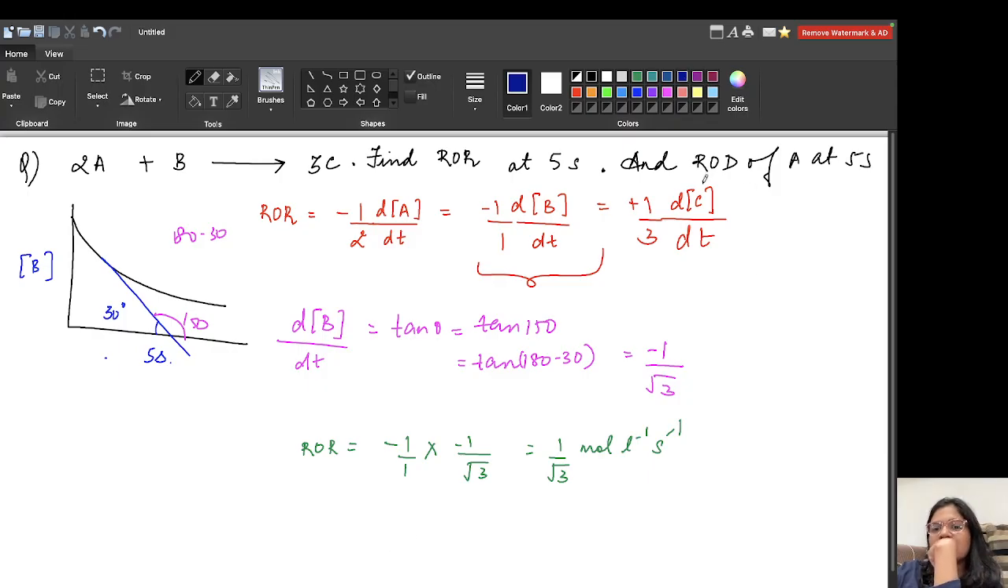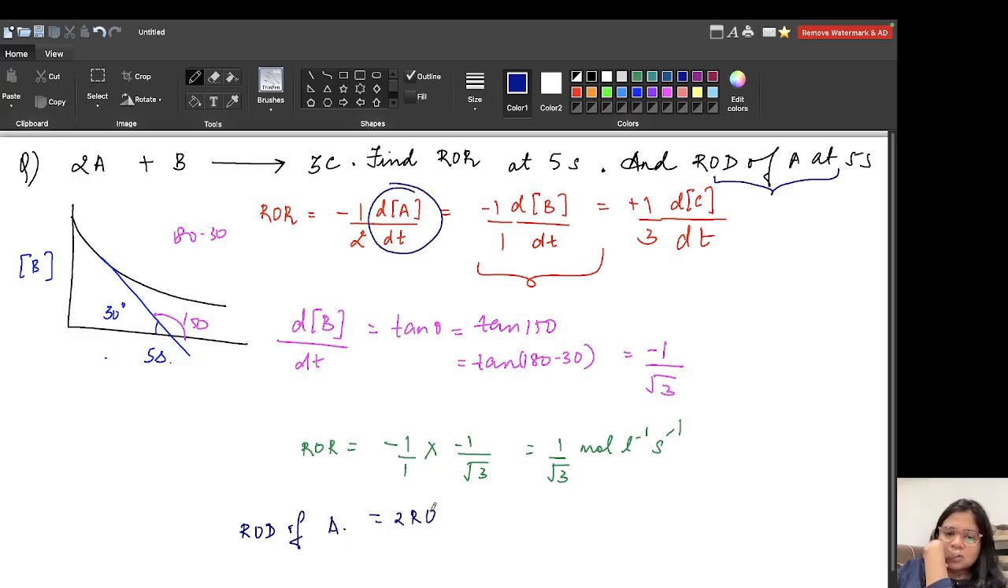Then we need to find the rate of disappearance of A. Rate of disappearance of A will be this particular thing, right? So 2 times the rate of reaction. So this will be 2 times 1/√3 mol L⁻¹ s⁻¹.